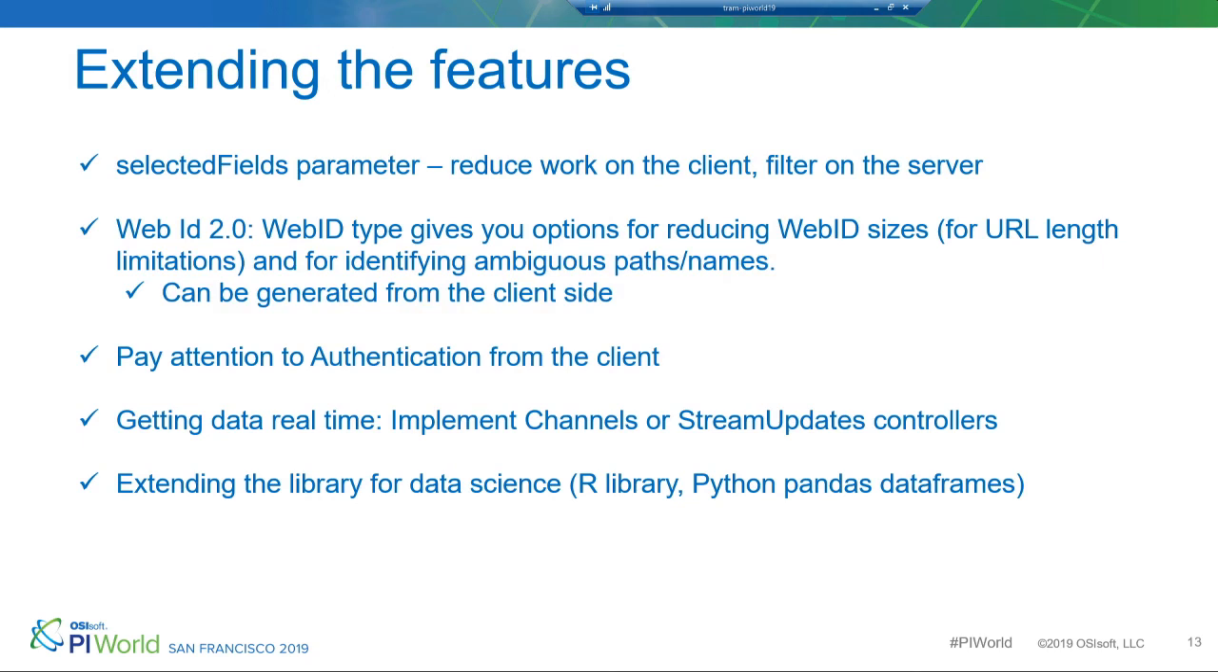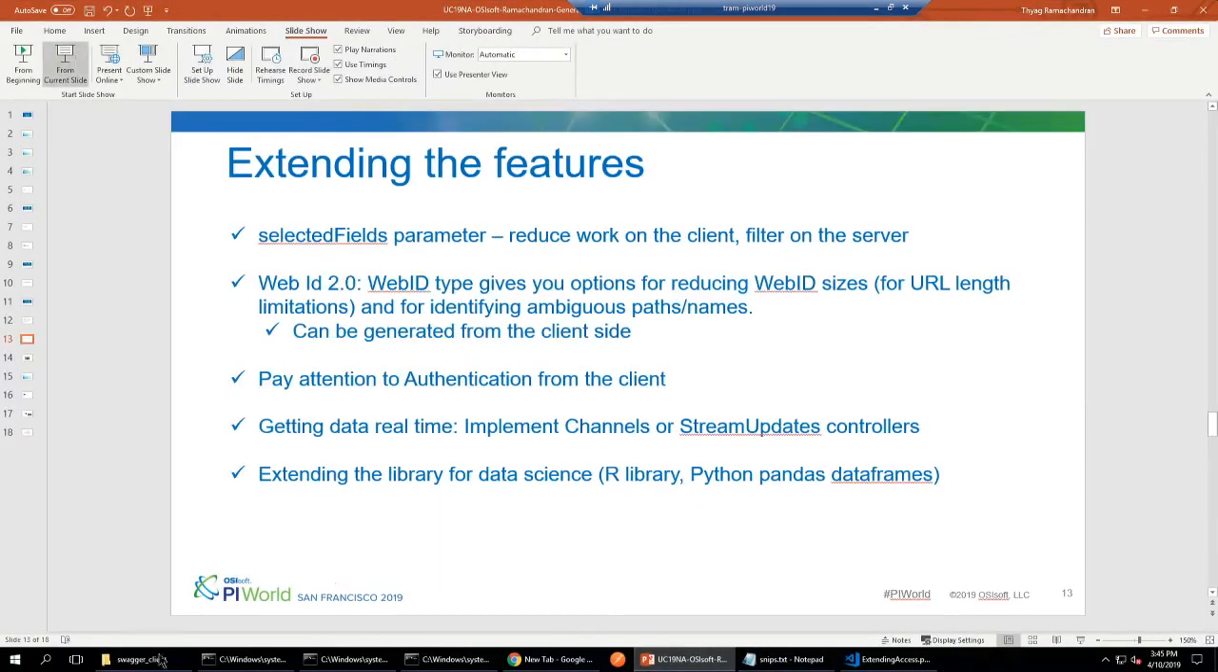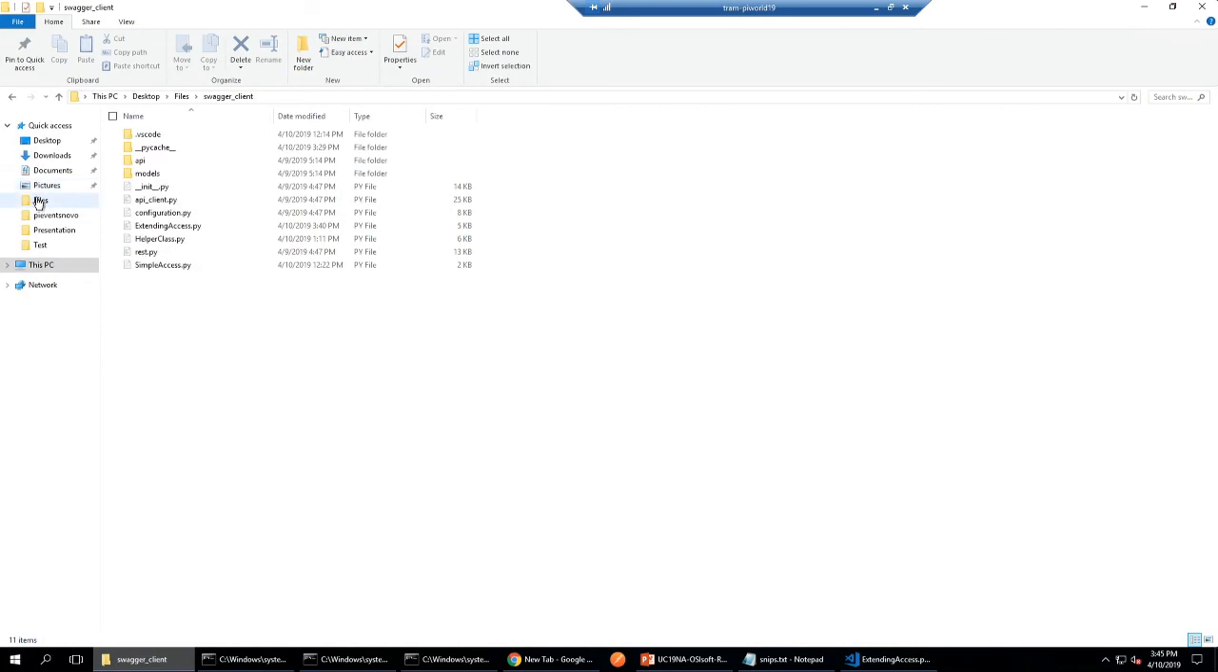One other final thing is some of you might be familiar with the channels controller or the stream updates controller. That's to get live data. Currently, that is not being implemented as part of the Swagger specification because that involves WebSockets and there are certain things that need to be put in a generalized specification. But just to show you how that would look like, so let's just do this.